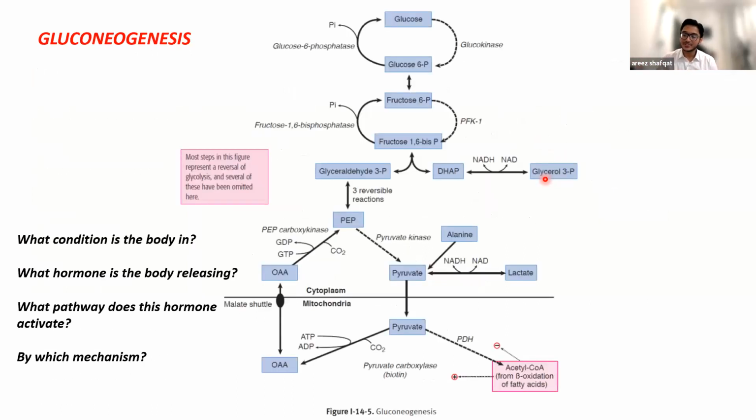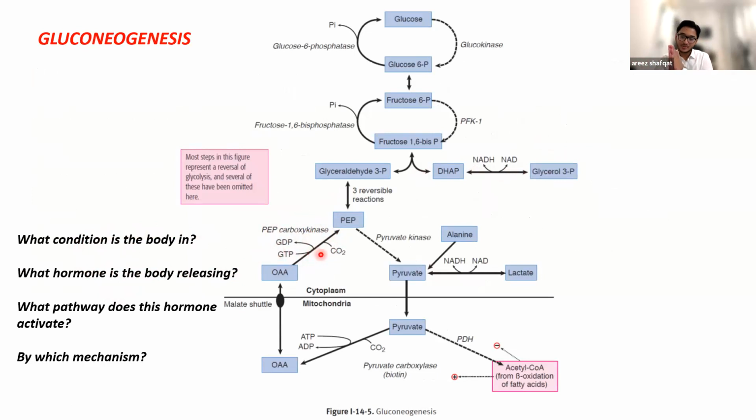This is gluconeogenesis. You took it in MOL 1, so I won't go into details, but what condition should the body be in for you to do gluconeogenesis? Gluconeogenesis produces glucose, right? So you should be in a starving condition. In a starving condition, the body is releasing glucagon and cortisol. So glucagon and cortisol activate gluconeogenesis by activating PEP carboxykinase, this enzyme at the gene level. You don't need to know that for now.